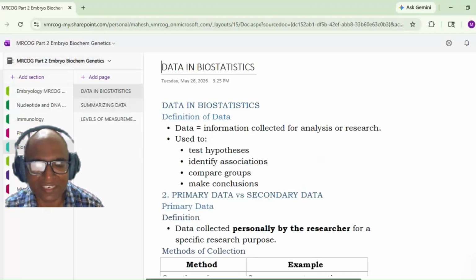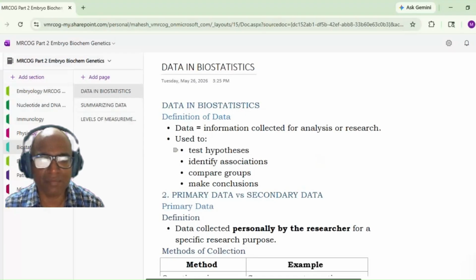So what exactly is data? Data is information which is collected for analysis or research purposes. So what are the uses of data? It is used for testing the hypothesis, identifying associations, comparing the groups, and making conclusions.